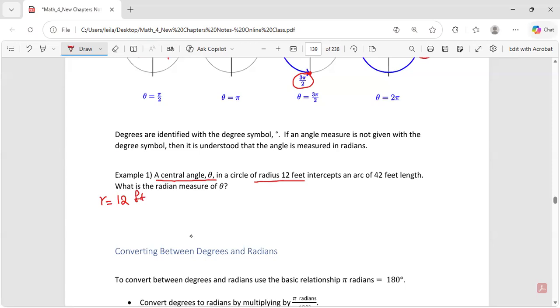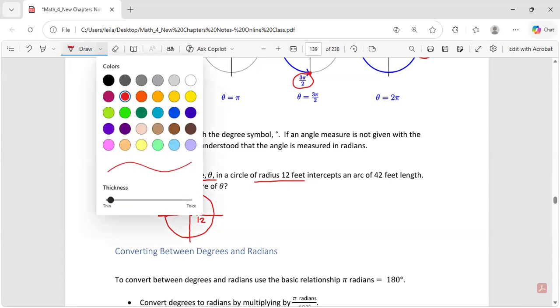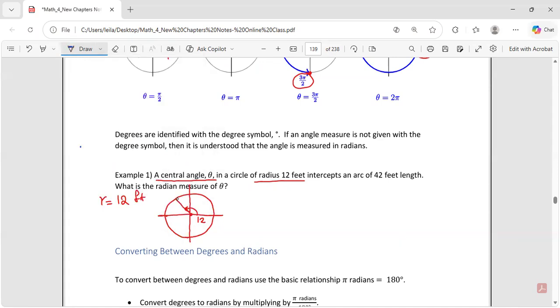And so if we have a circle, we have a central angle, the radius is 12, and this angle intercepts an arc of 42 feet length. Okay, I don't know the angle, but if the angle is over here, the intercepted arc is 42, which is this. Now we want to find the radian measure of theta.